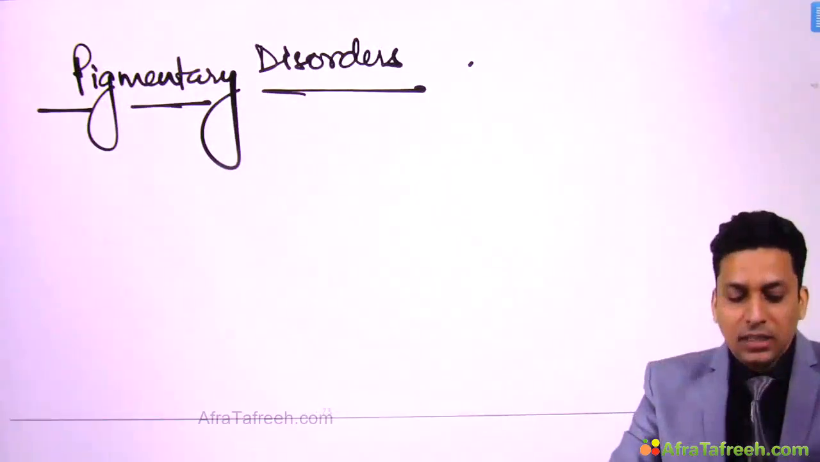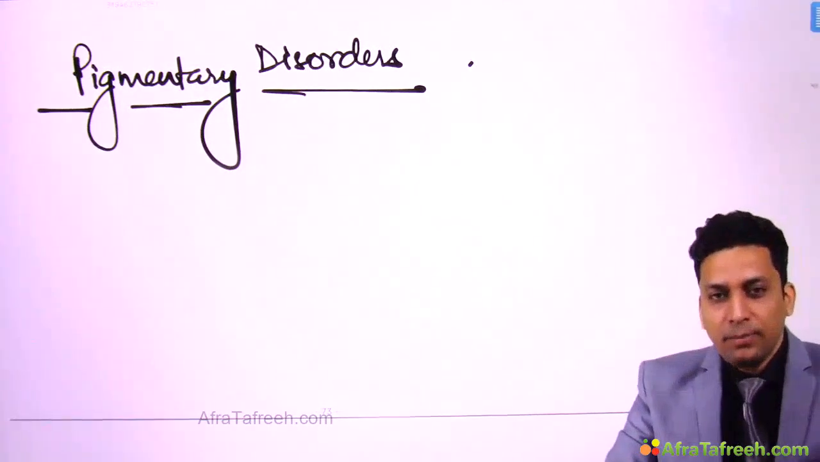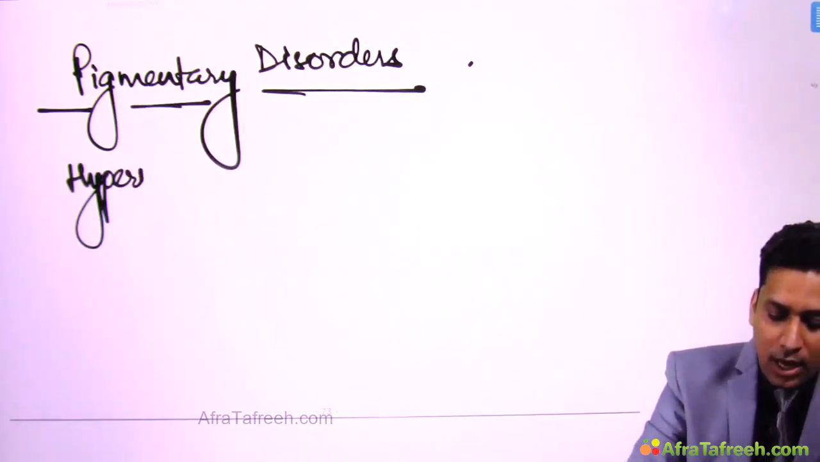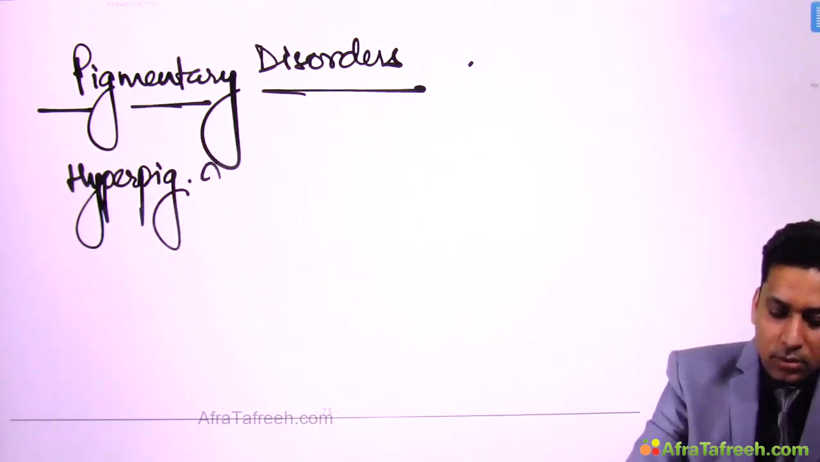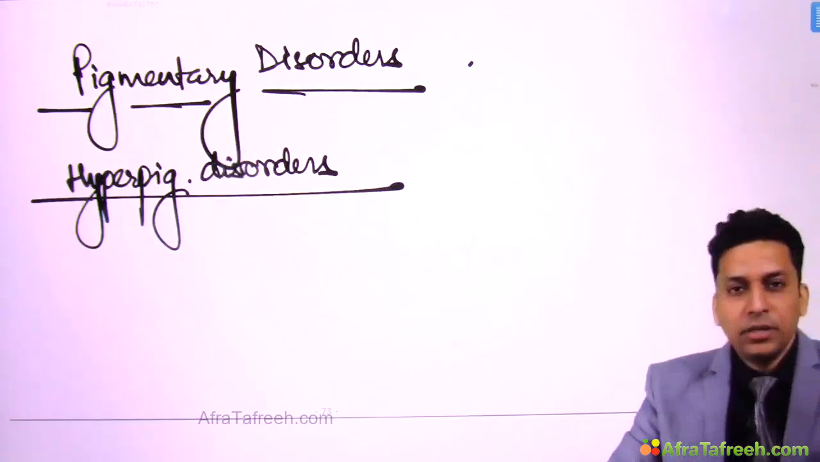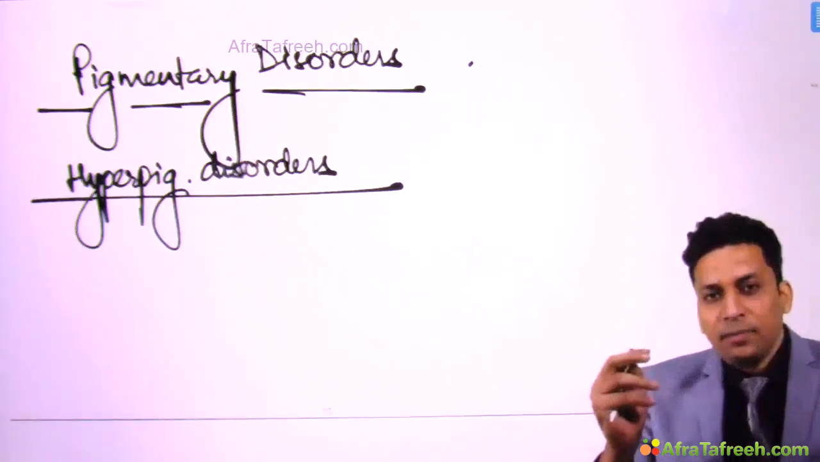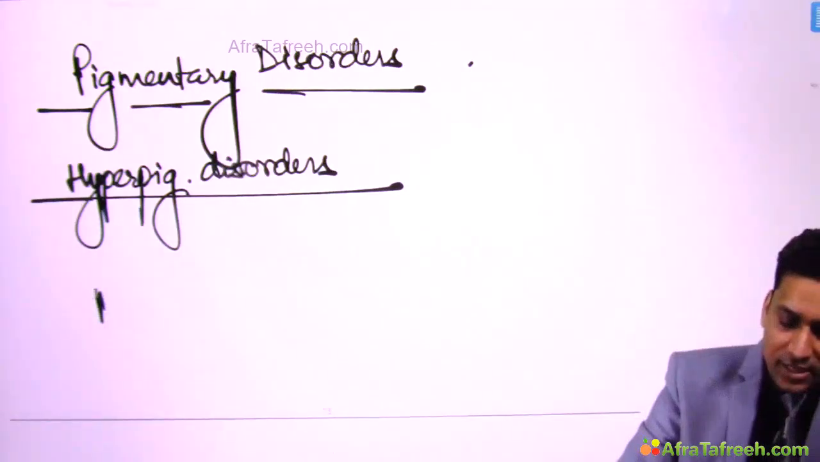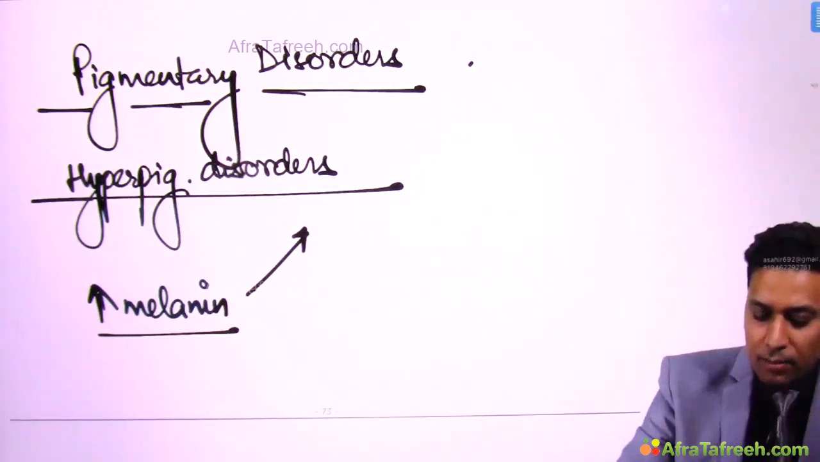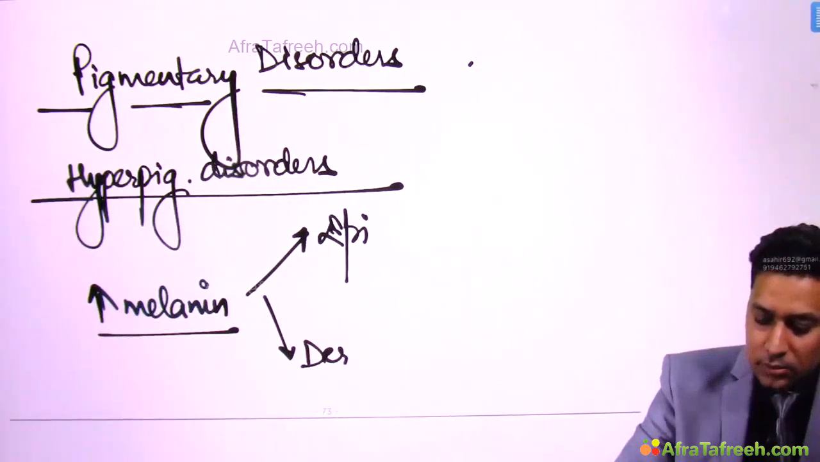Hyperpigmentary disorders. Under this heading, we'll be discussing various hypo and hyperpigmentary disorders. So let us first discuss hyperpigmentary disorders. Most of the hyperpigmentary disorders are due to excessive melanin, and this excessive melanin might be present in the epidermis or it might be present in the dermis.